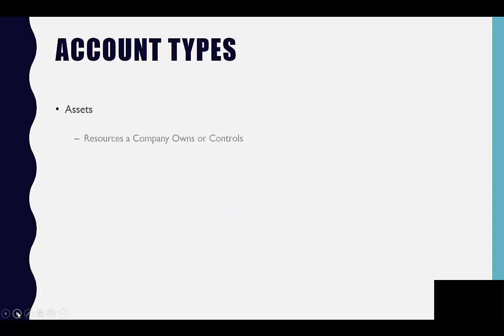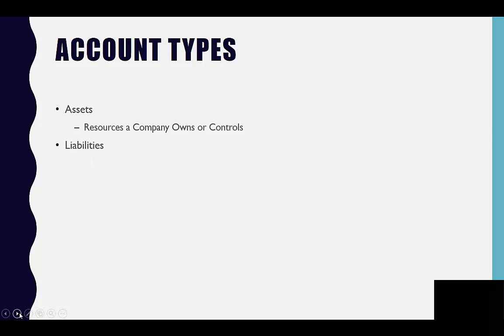First up, we have assets. Assets are the resources a company owns or controls. There are many different types of assets. A couple of good examples of assets are cash, equipment, supplies, and accounts receivable.